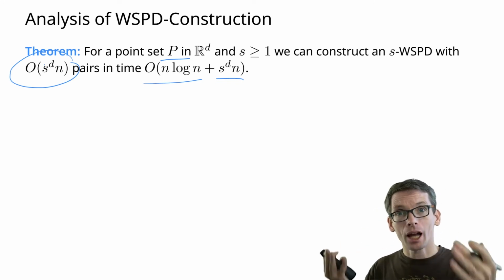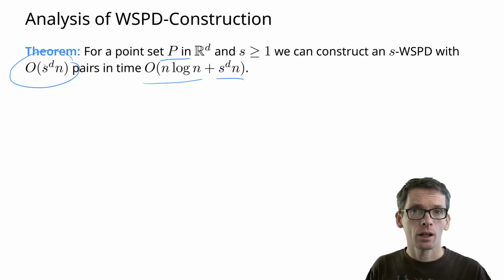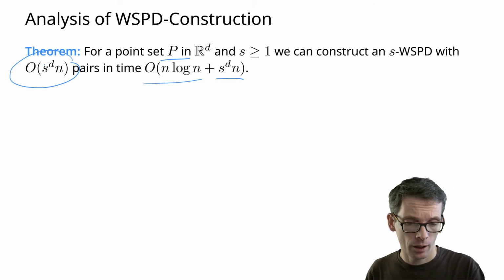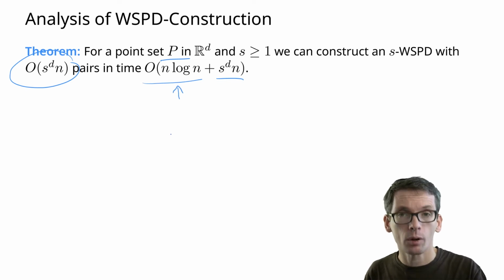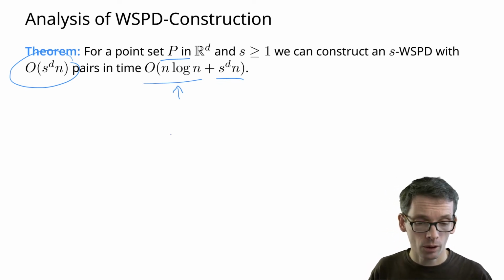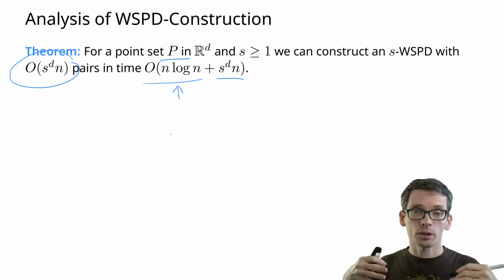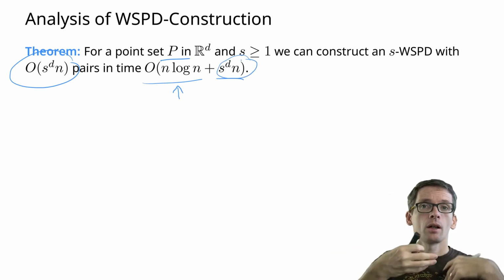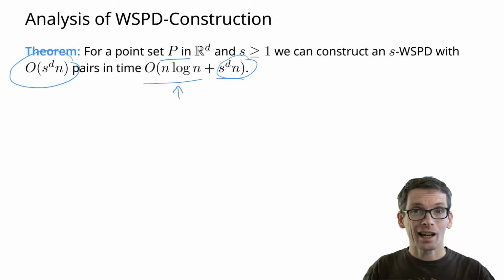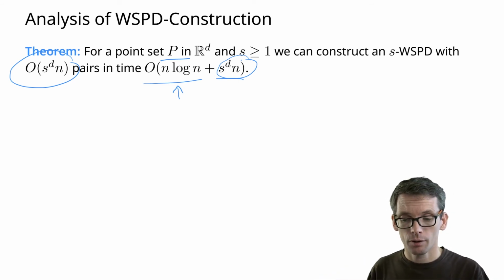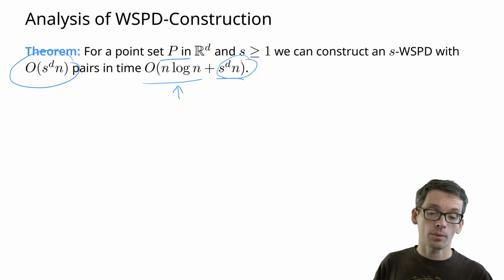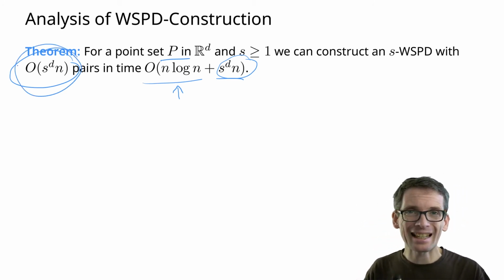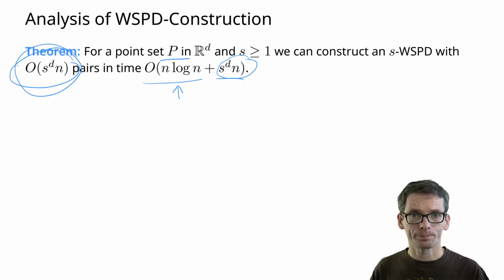If we know how large the well-separated pair decomposition is, the running time is very simple to get. So n log n is simply the time for computing a compressed quadtree, and then from the compressed quadtree, the running time is actually simply proportional to the size of the decomposition. And if we can bound that by s^d n, we also get this running time. So the size is what we're going to focus on.